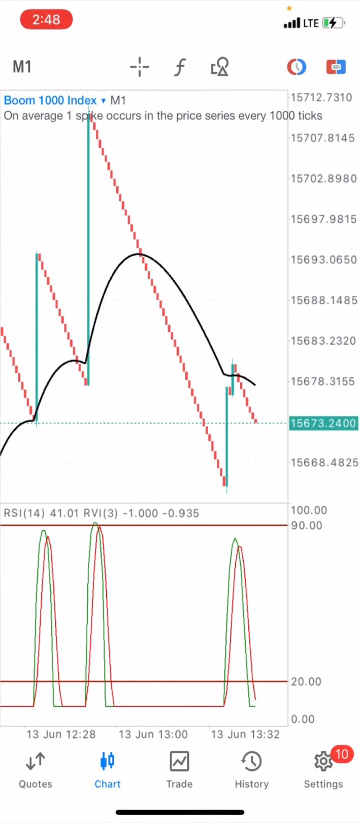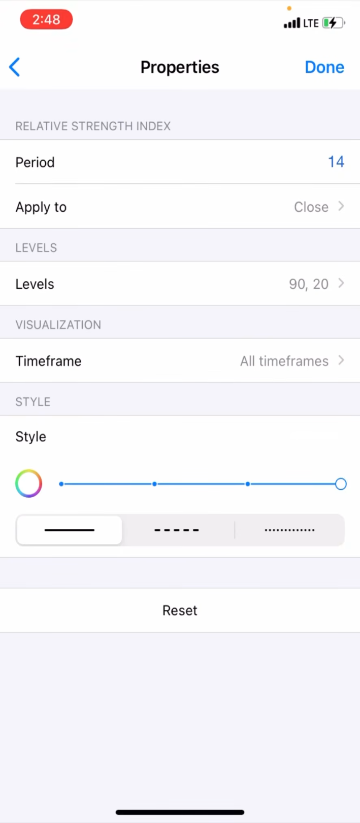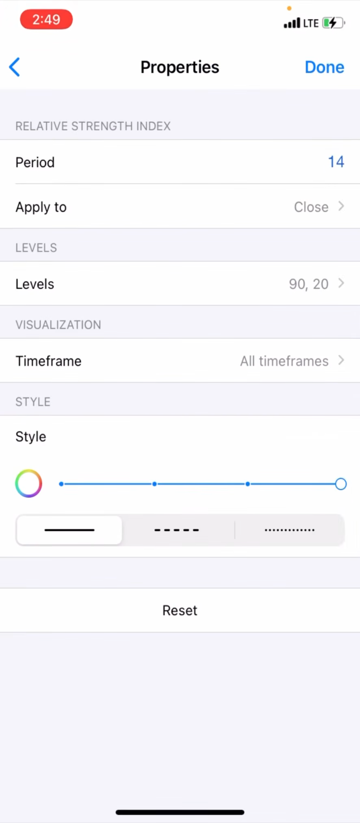We are going to be adding the next one right now, which is the relative strength index, period 14, apply to close. Levels, you need to add the levels 90 and 20, and you can choose any colors that is visible on your chart. Like I said on the other indicator, right? Use colors that are visible on your chart. If you're using the white background, ensure you're using dark colors. If you're using the black background, ensure you're using bright colors. Okay, so you have this done. You just click done, and then you would have it appear this way. And for visualization here, you leave it at all time frames.